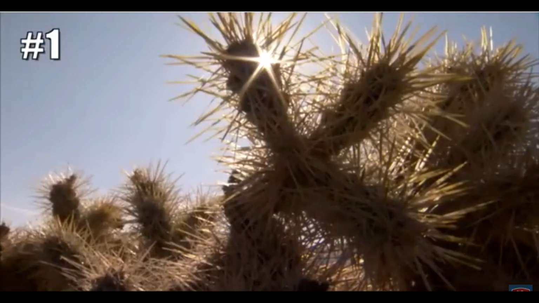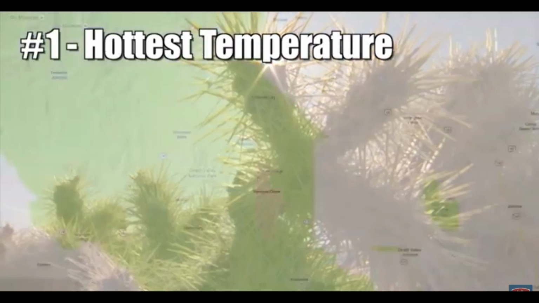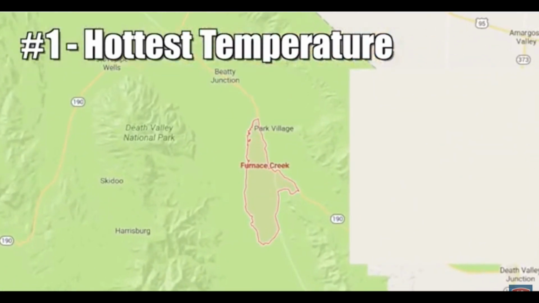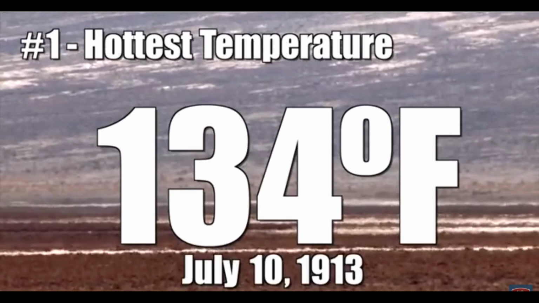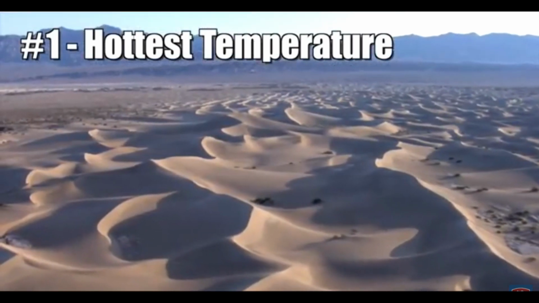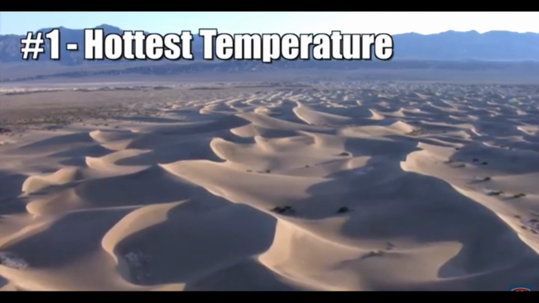And we end today's video with 8 record-breaking weather phenomena. Jason Myers, and here are 8 extreme weather records from around the world. Number 1, hottest temperature. Furnace Creek, California in Death Valley reached 134 degrees Fahrenheit on July 10, 1913, and that record has stood the test of time for more than 100 years.